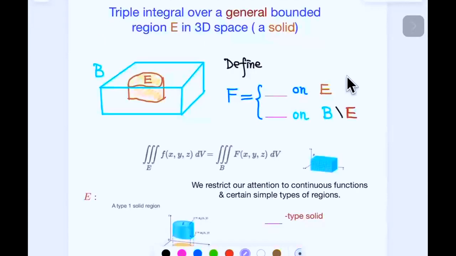Now we're going to talk about triple integral over a general bounded region. And this time I will call that E instead of B. B for box. E here is just a general bounded region, something like that. When I say region, it's actually a solid in 3D. It is bounded, but it's not a ball.